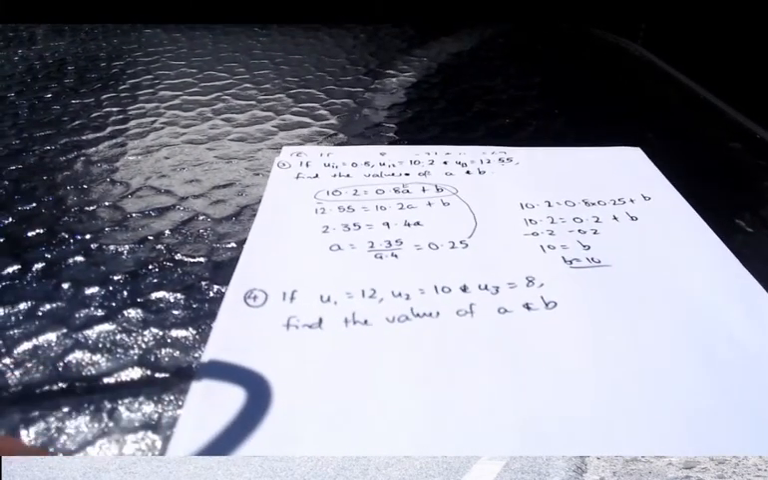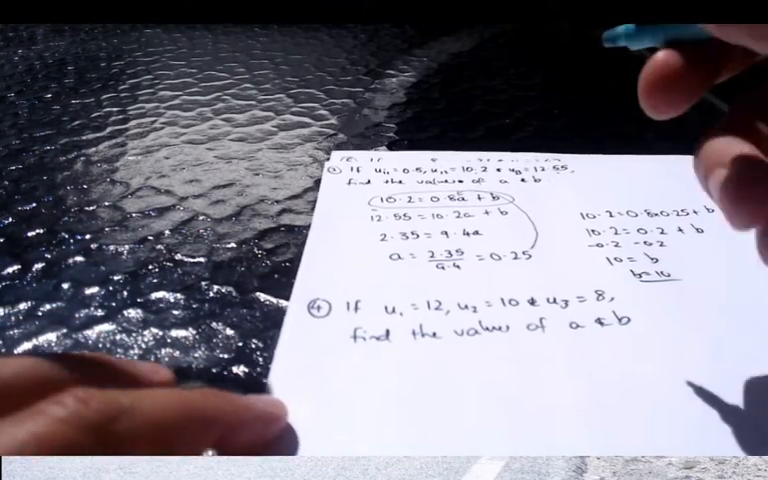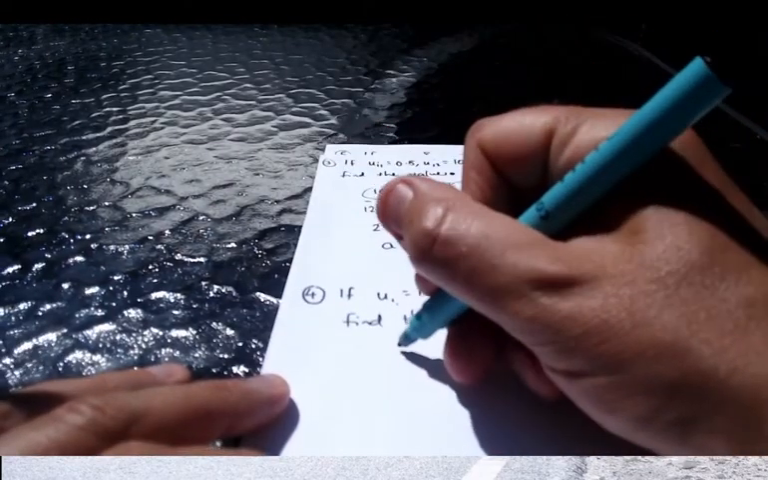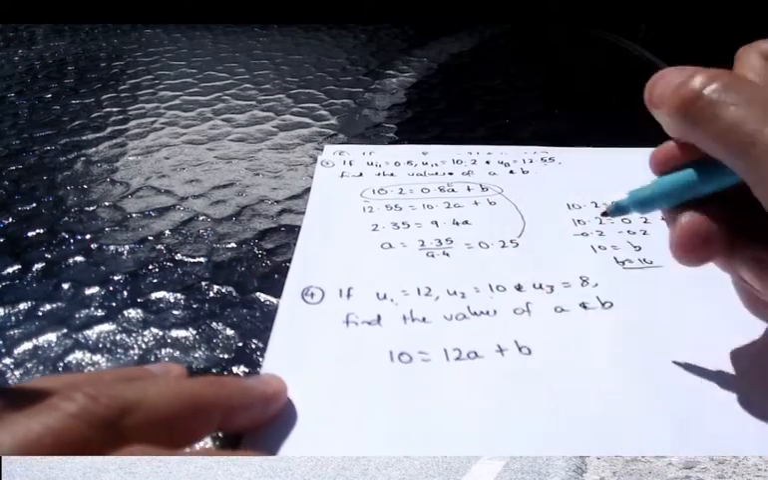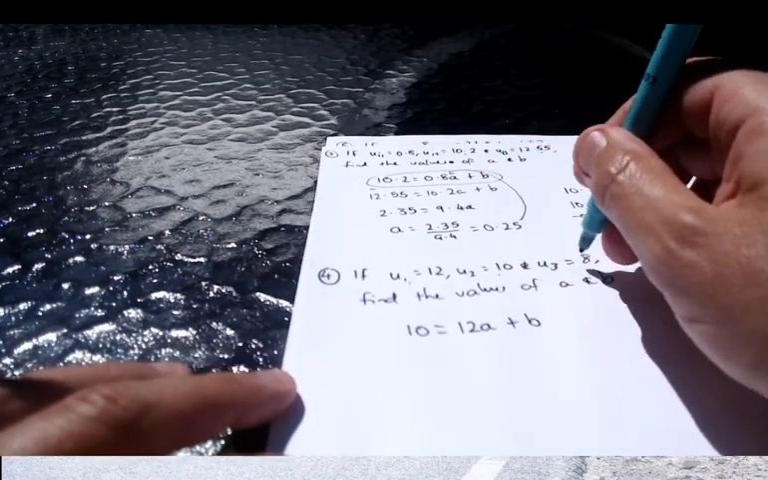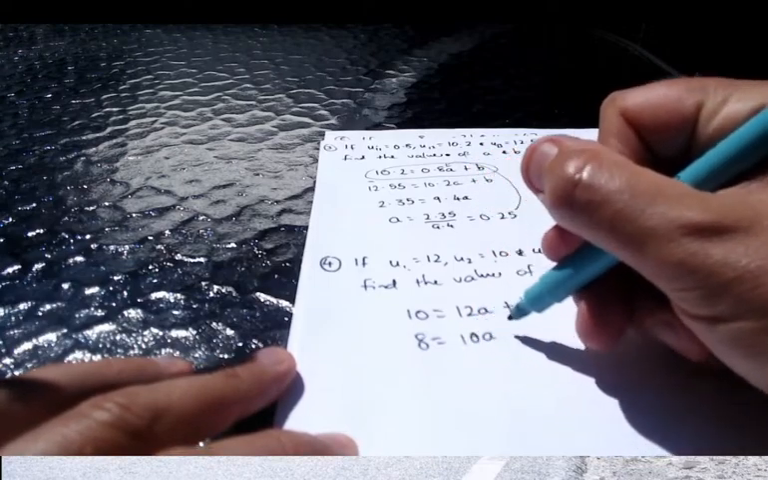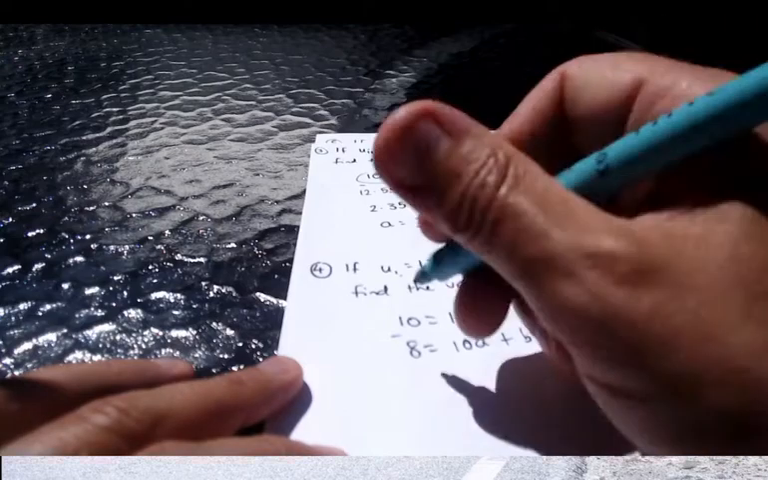I want you to try question number 4. Same as what we've just done there. Hit pause now, give it a go. Right, so what we should be doing is we should be using U1 to get U2. So it will be 10 equals 12A plus B. And then I'm going to use U2 to get U3. Like so. Take the two equations away from each other.